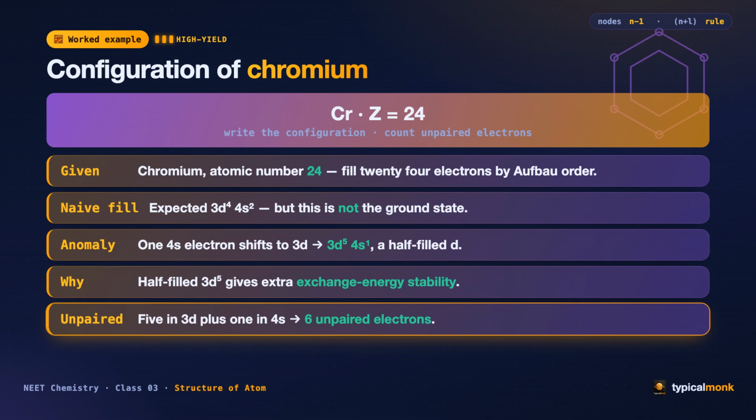Step 5. Count the unpaired electrons. 5 electrons sit singly in the 3d orbitals, and 1 sits alone in 4s. That is 6 unpaired electrons in all. Notice the path: given, naive fill, anomaly, reason, count. The very same logic explains copper, which becomes 3d10, 4s1 for a full d subshell.